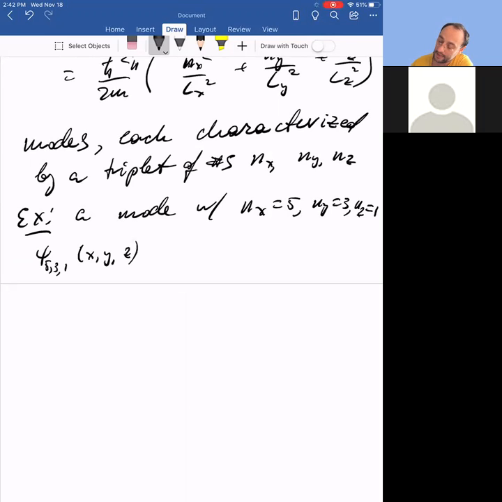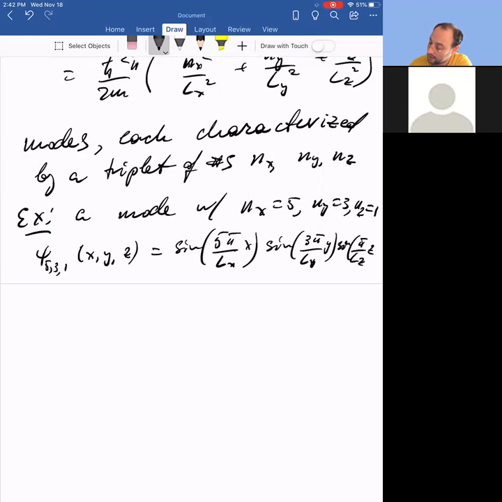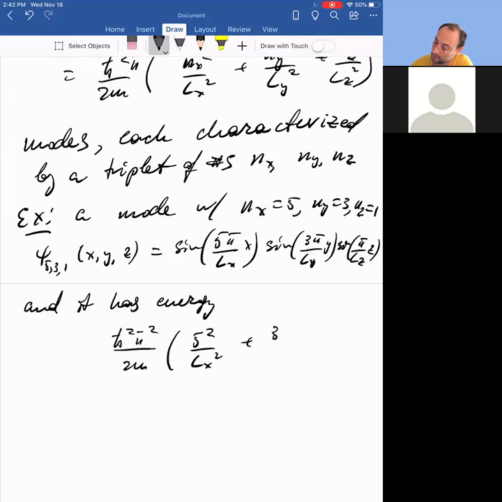It's a function of x, y, and z. And it would be sine of 5 pi over Lx x times sine of 3 pi over Ly y times sine of pi over Lz z, and this mode has energy h bar squared pi squared over 2m times 5 squared over Lx squared plus 3 squared over Ly squared plus 1 squared over Lz squared, right?